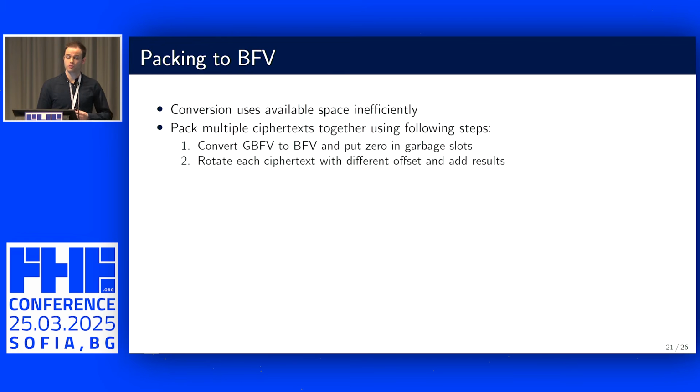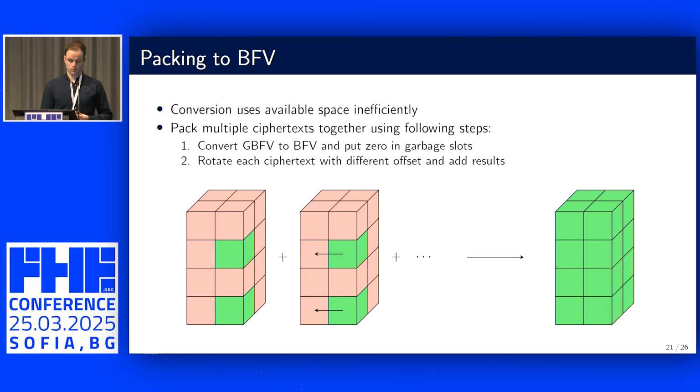Now, the conversion routine from the previous slide doesn't really use the available BFV space efficiently, since there are many garbage slots. For that reason, we also propose a packing operation that converts multiple GBFV ciphertexts into one BFV ciphertext. To do this, we start from a set of GBFV hypercubes, where only a subset of the slots is green. Then one thing that we need to take into account is that we, for the second hypercube, need to rotate each slot one position to the left so that they do not interfere with the slots from the previous hypercube. Then we run the conversion routine from the previous slide and add everything up, and this forms one nicely packed BFV hypercube.